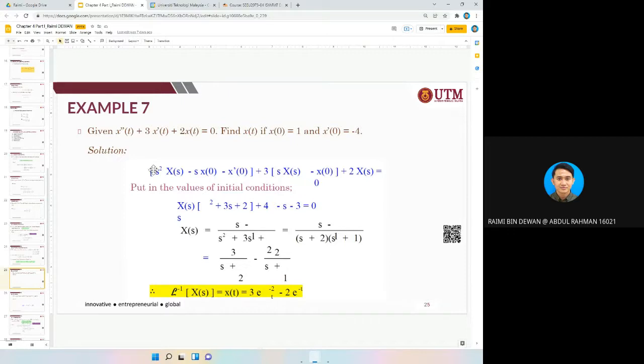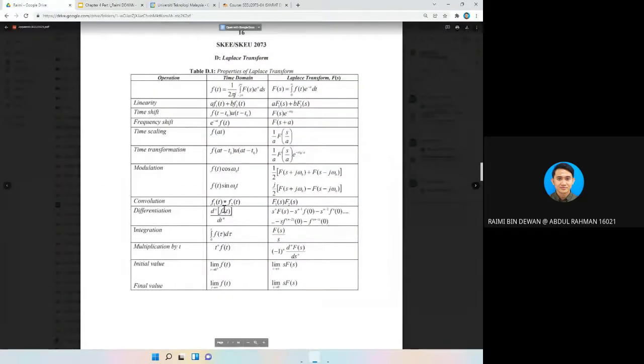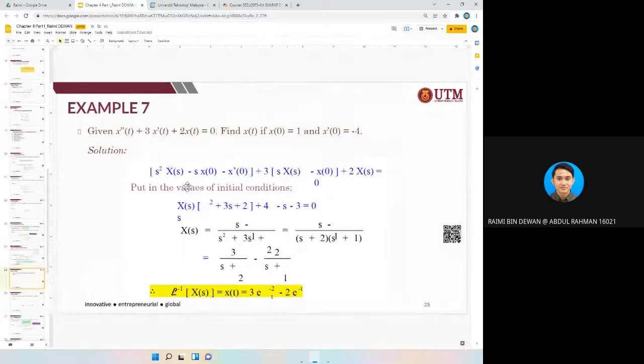First, what you can do is see that the largest order is d squared x, so you refer to the table to obtain the transform of d squared x over dt squared. That is why you have this. Then for 3x prime you have this, and for 2x(t) we put 2X(s) equals 0. Sorry, this 0 should be here.